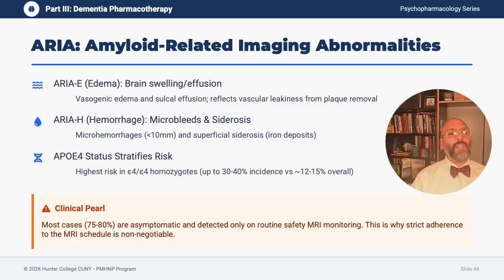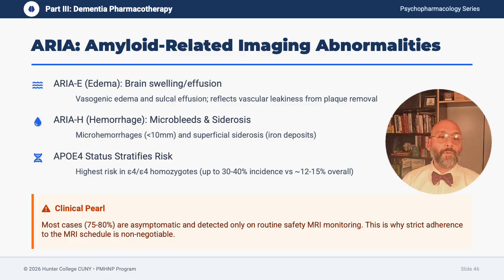Now, APOE4 status dramatically stratifies risk. So patients have ARIA rates as high as 30 to 40% compared to 12 to 15%. So that's why genetic testing is clinically actionable in this case. And the clinical thing to keep in mind is most ARIA, roughly 75 to 80%, is asymptomatic and the patient feels fine. You only detect it if you follow the MRI surveillance protocol.